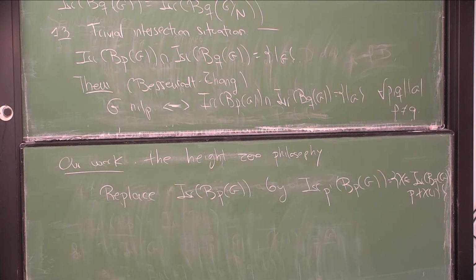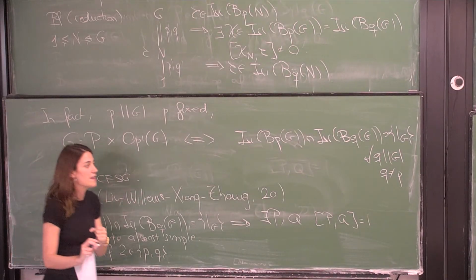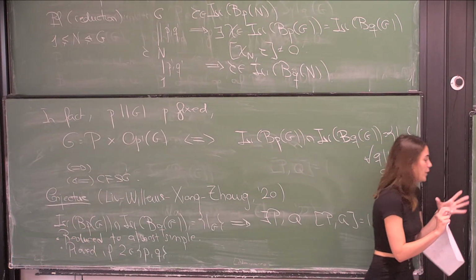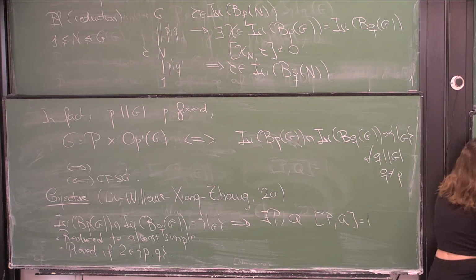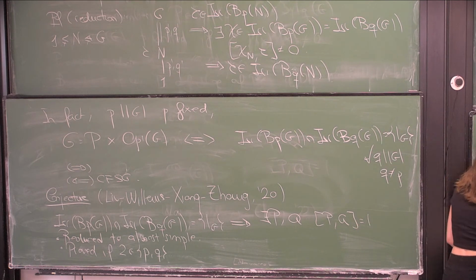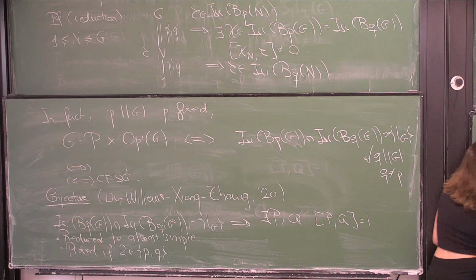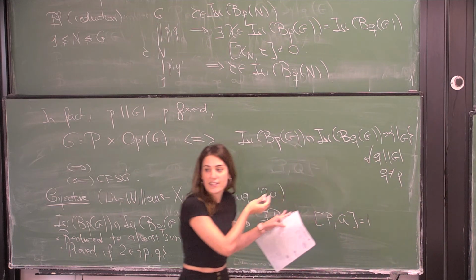We tried to do versions of these 3 examples in this height zero setting, but we failed in general. We proposed 3 problems, 3 conjectures, that are the height zero versions of these 3 examples.